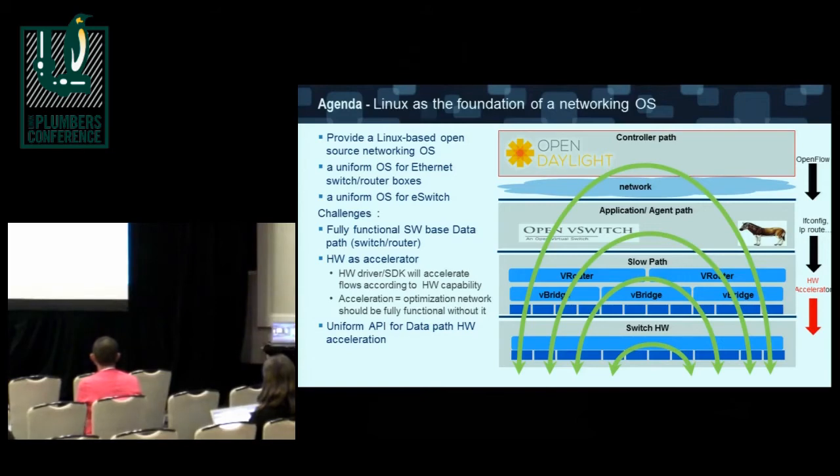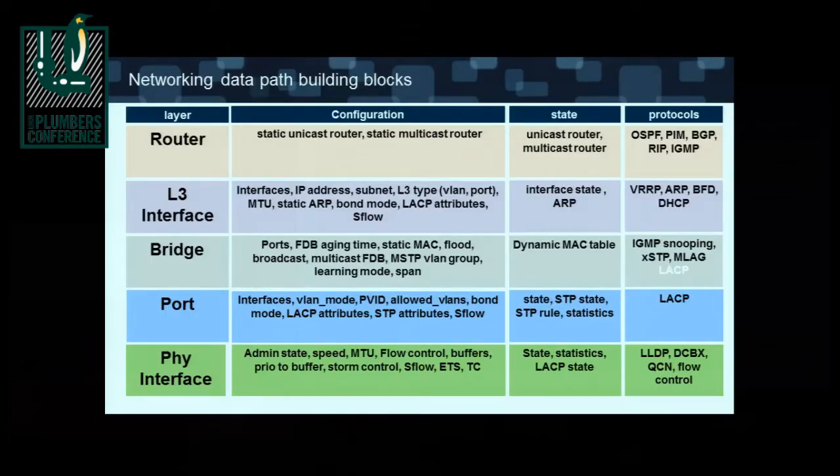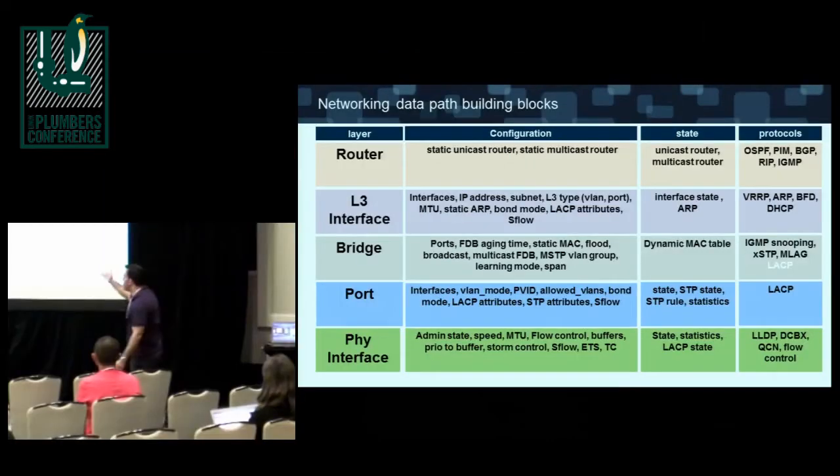So in order to do so, let's start and look at how a network component looks. This is the basic building blocks of a network component. Probably not every one of you is familiar with that. If we look at the physical interface, we will have the administrator, of course, MTU, flow control, buffering, quality of service, ETS, sFlow, and all the other stuff written there. We have state: this port can be up or down. Statistics. LACP state of the port. This is for bonding. And there are a bunch of protocols working on that layer: LLDP, DCBX, QCN, flow control.